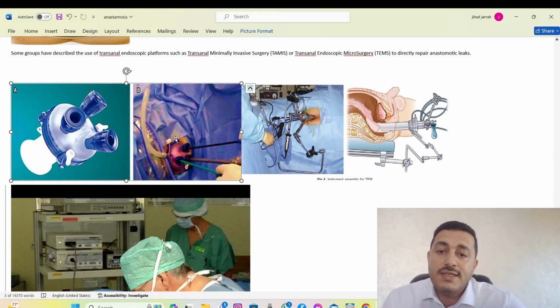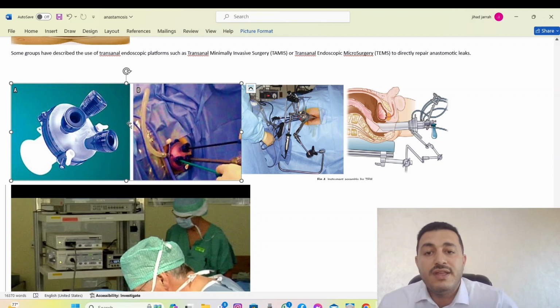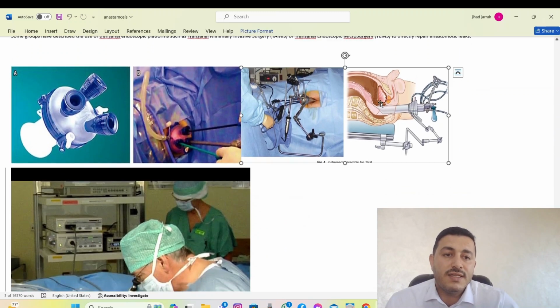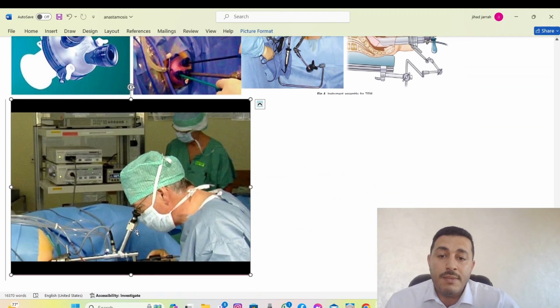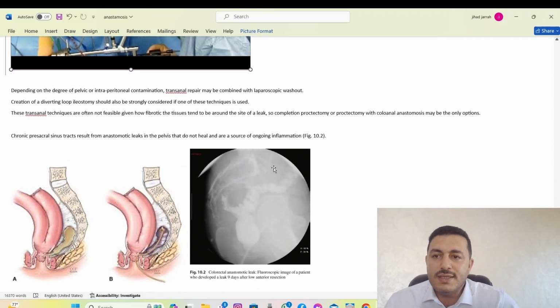One of them, as you can see here, is similar to the laparoscopic, but transanally. This is from the surgeon's side, and this is how it looks. This is called transanal minimally invasive surgery. We can treat leak by this technique if it is distal. And we also have the microscopic transanal endoscopic microsurgery. As you see in this picture, the surgeon is looking through the microscope, so it's called TAMIS and TEMS. Okay, what else do we have?